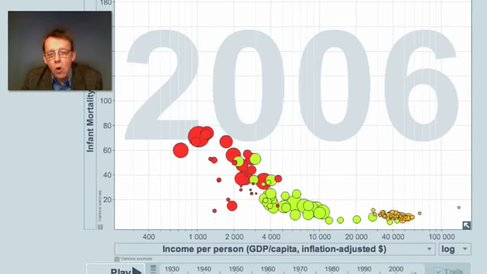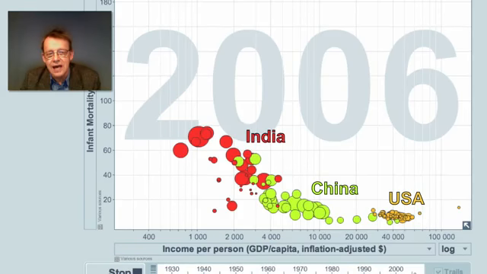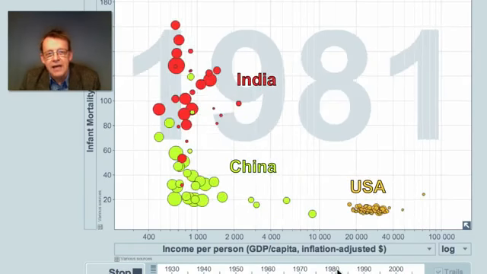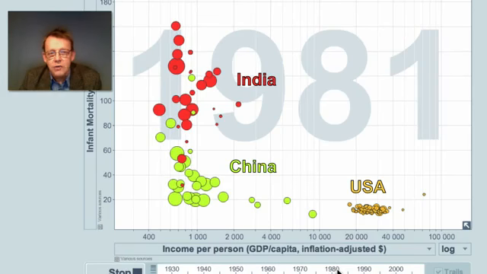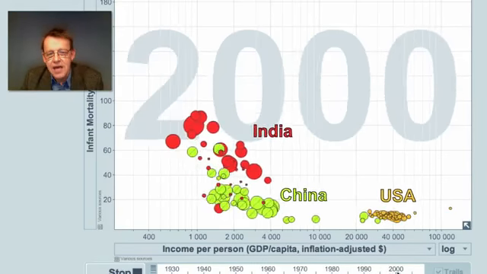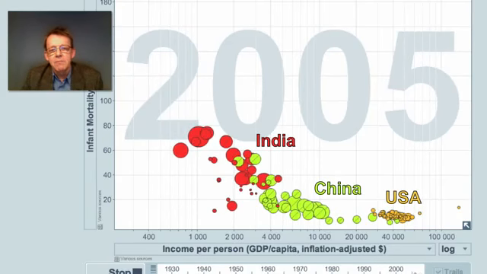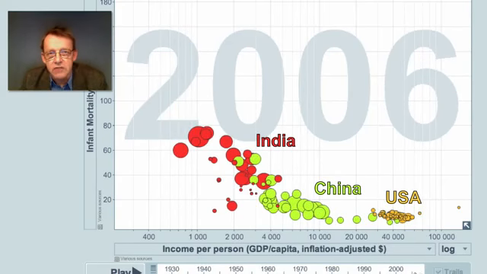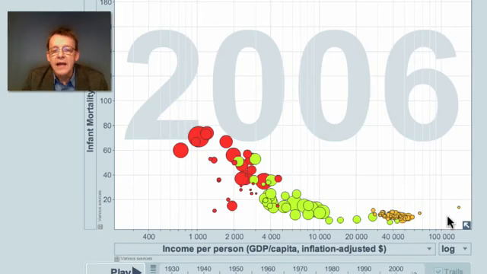I can show all the states of the United States, which are yellow down here, the green in China, and the red states in India. And if I take them back to 1981, you can see that there was very little overlap in 1981. But what has happened is that today we have an overlap between the states of US and the provinces of China, and we have an overlap between the provinces of China and the states of India. It's a continuum.